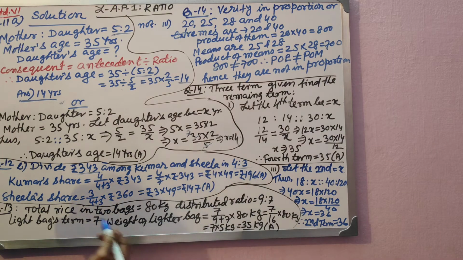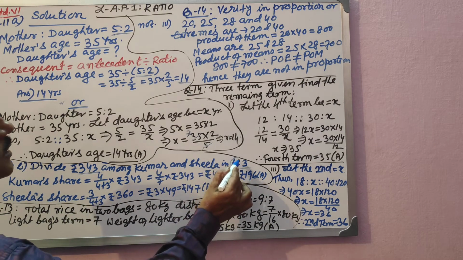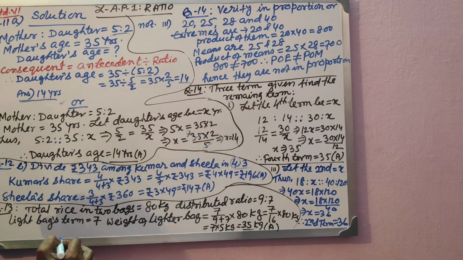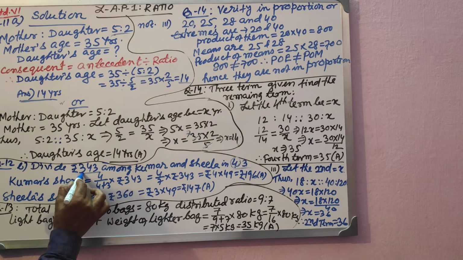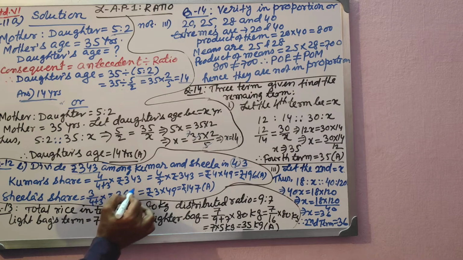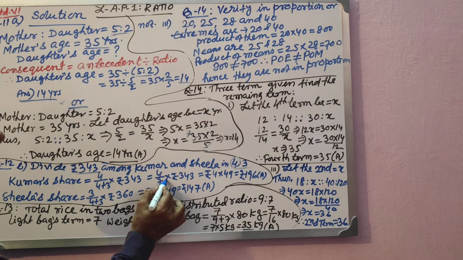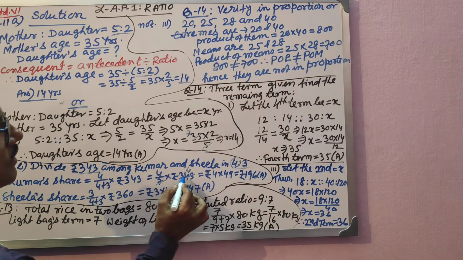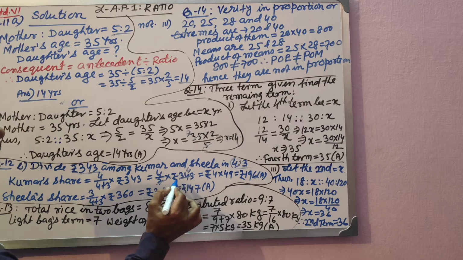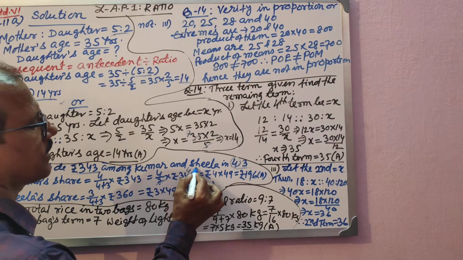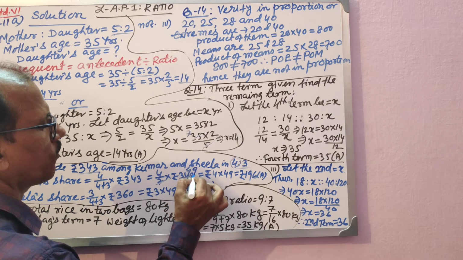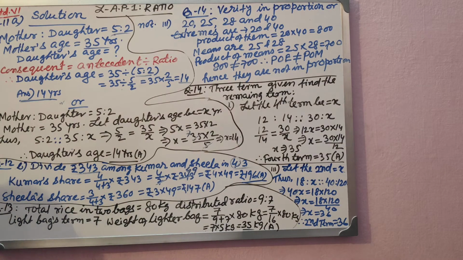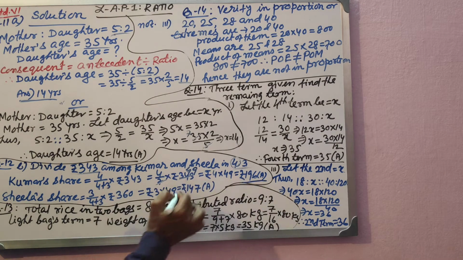So Kumar's share will be how much? Kumar's share will be its own term, that is 4, divided by the sum of the ratio, sum of these two, 4 plus 3, 7, into the total amount. So that is 4 by 7 into 343. The 7 will be cancelling: 7 4s are 28, subtracting 28 from 34 it becomes 6, and 3 makes 63, 7 9s are 63. So it became 49. 4 into 49 is 196. Kumar's share will be 196. Sila's share you can subtract from 343 and find it out.